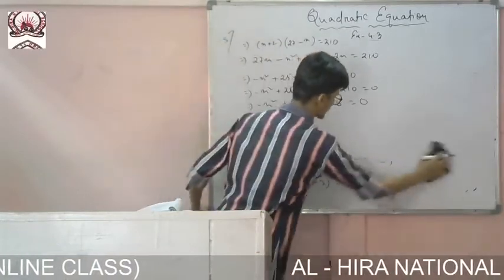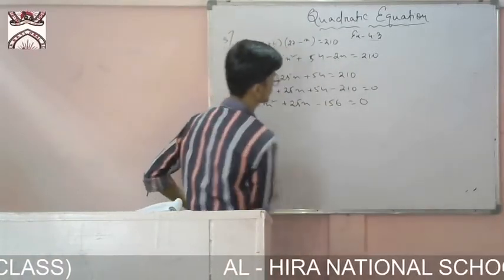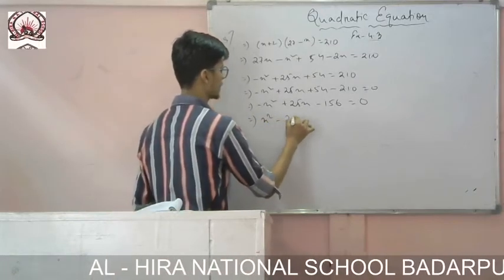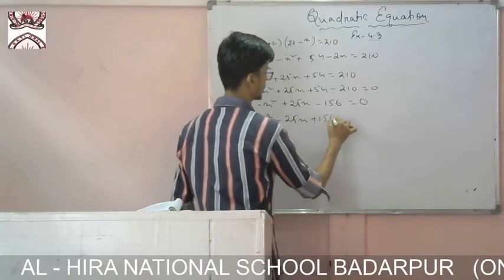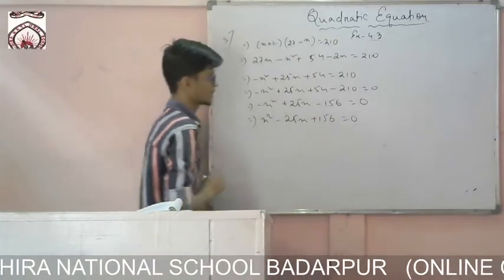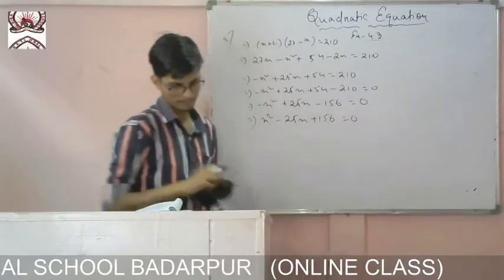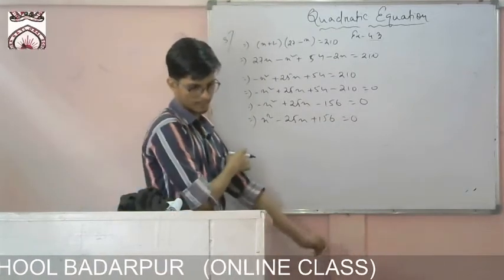156, yes. So now I have to arrange it. So it will be x square minus 25x plus 156 equals 0. Okay. So now I will do middle term factorization. So LCM is 156.